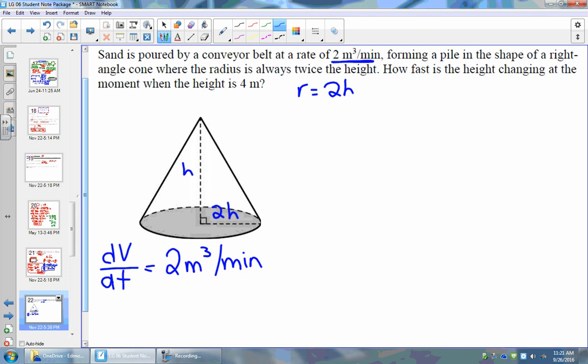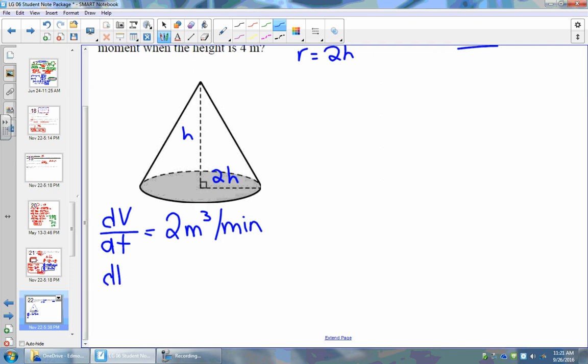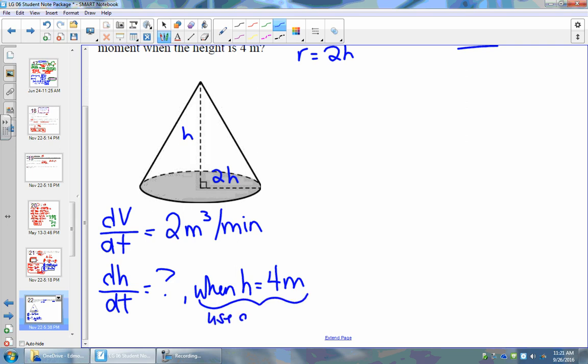How fast is the height changing? What we're actually looking for here is dh over dt. So what is dh over dt when the height is 4 meters? So when h equals 4 meters. Okay? And remember, this here, we use after the derivative. We can't use it yet.